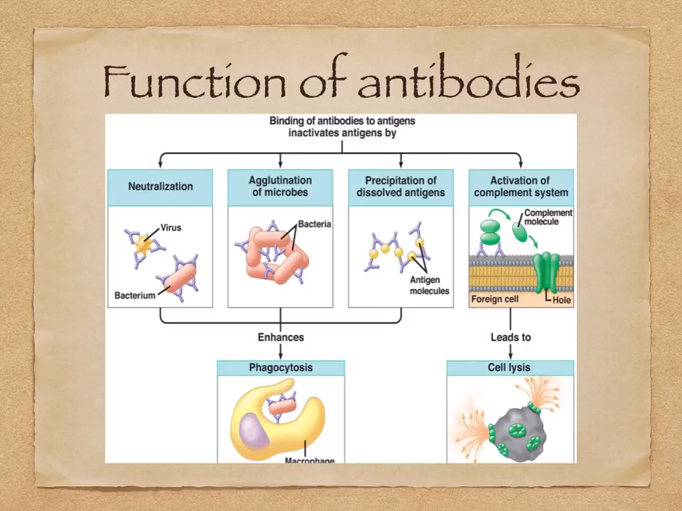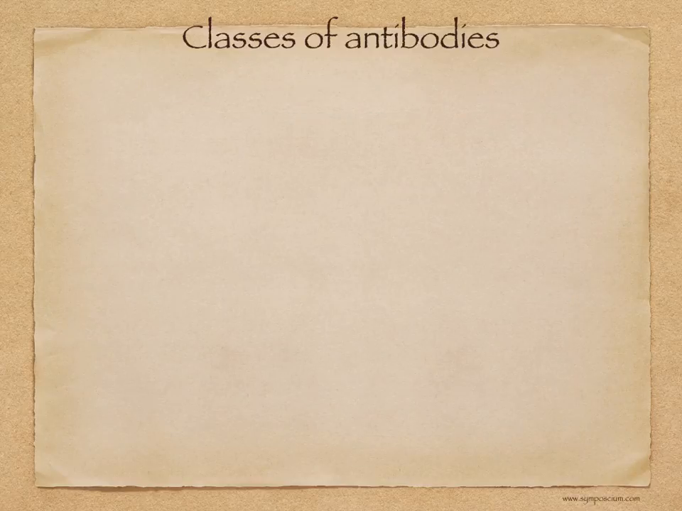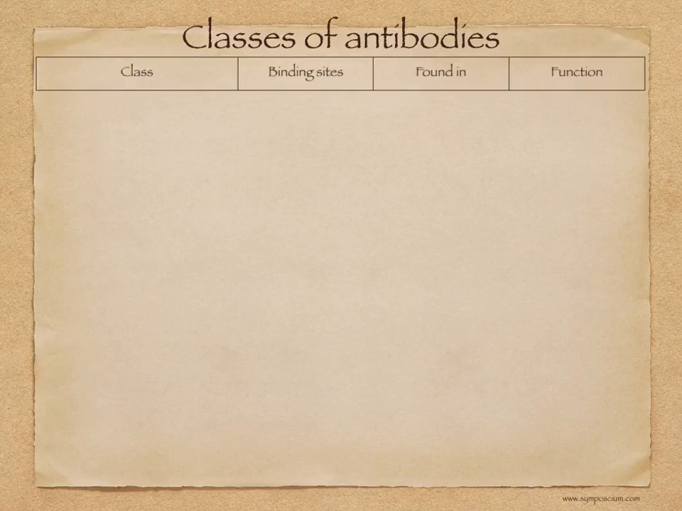So here's another diagram to show you the different functions of the antibodies. So these include neutralization, agglutination of microbes, precipitation of dissolved antigens, and making holes in the bacterial cell wall. Right, let's move on to the different classes of antibodies.